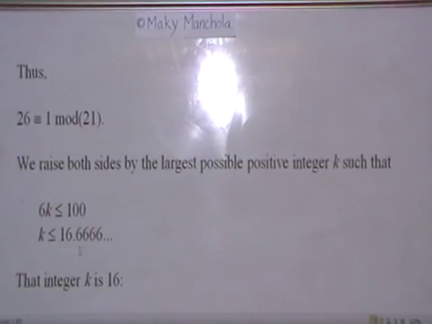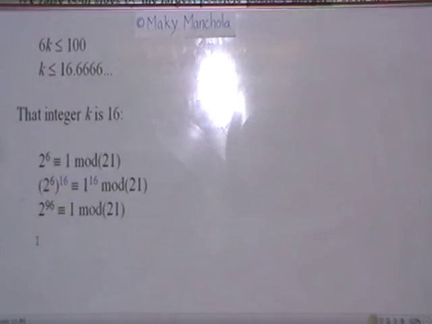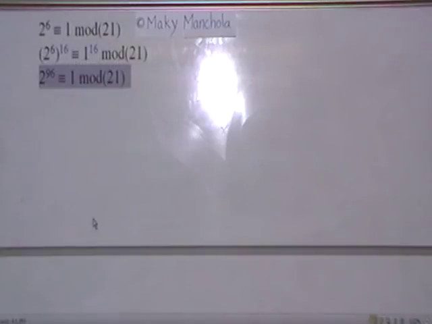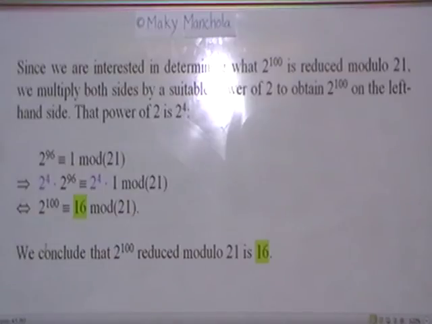A little summary of what we did. We needed a k such that 6k is less than or equal to 100, and k is some positive integer. We found it to be 16. We raised both sides to the 16th power. We got this partial result. All we needed was to multiply both sides by 2 to the 4th to complete our finding of the remainder when dividing 2 to the 100 by 21. So there is our result.